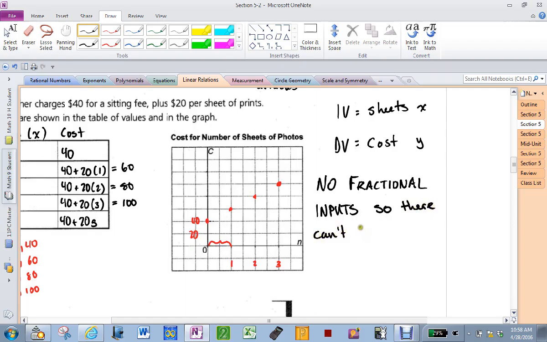There can't be outputs for fractions. So, no line.